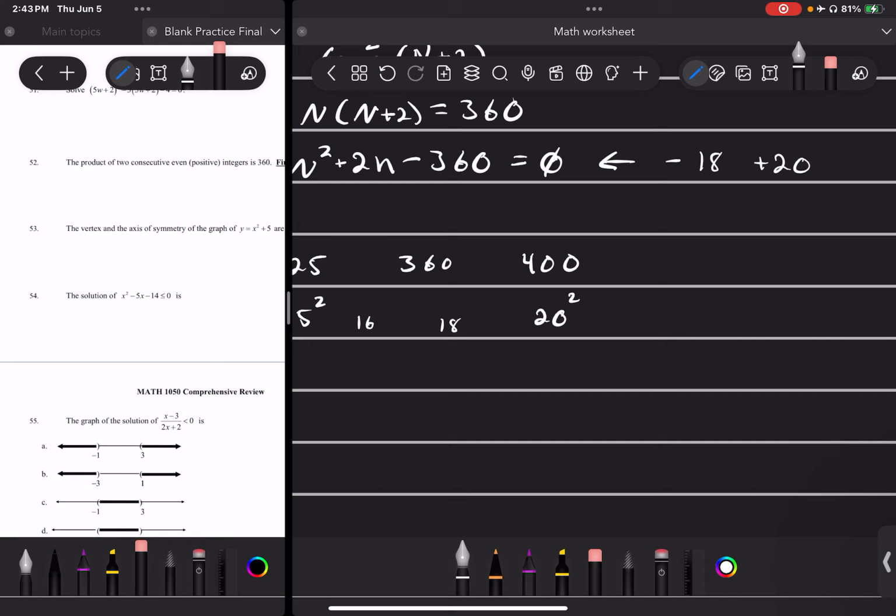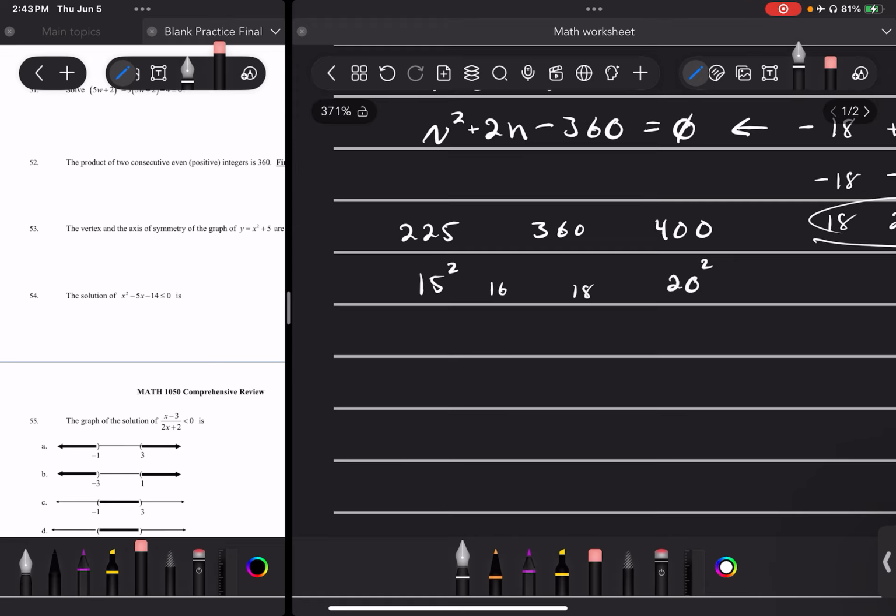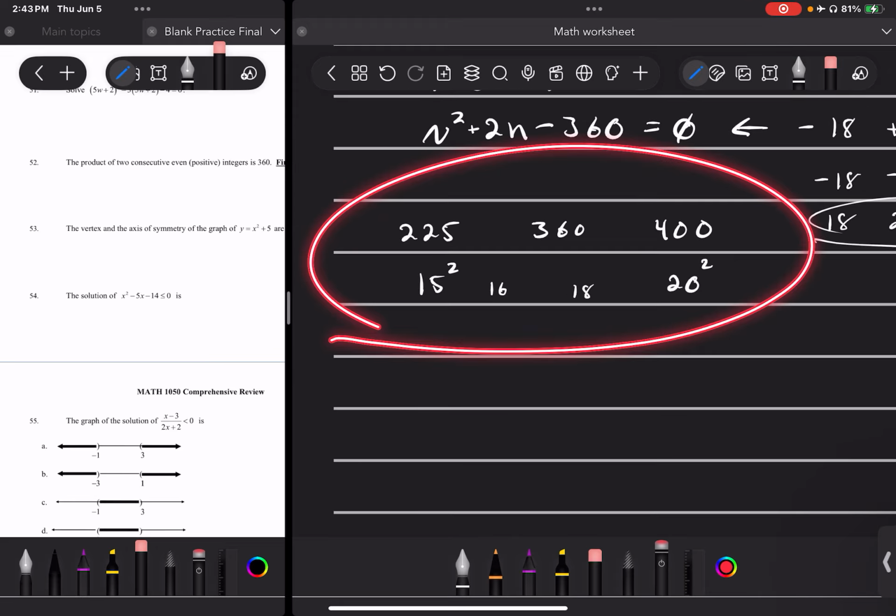If you had solved this question up here, you would end up with negative 18, positive 20. And then you'd have to say, well, my two combinations are negative 18 and 20, and negative 20, positive 18. Positive 20 and 18 both get 360. And then you'd have to be like, oh, well, it's this one because they're both positive. This method down here, we can answer that pretty quickly.